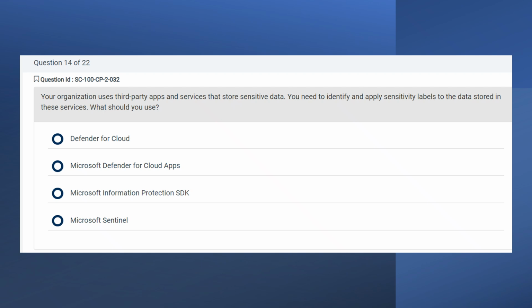Question 14. Your organization uses third-party apps and services that store sensitive data. You need to identify and apply sensitivity labels to the data stored in these services. What should you use? A. Defender for Cloud. B. Microsoft Defender for Cloud Apps. C. Microsoft Information Protection SDK. Or D. Microsoft Sentinel.